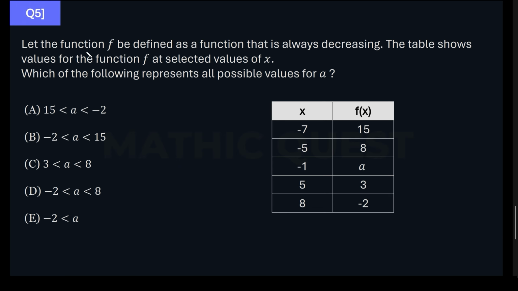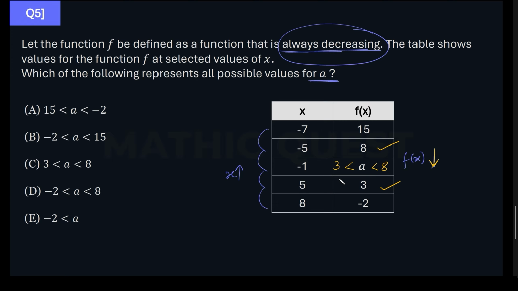Question 5. Let the function f be defined as a function that is always decreasing. The table shows values for the function f at selected values of x. Which of the following represents all possible values for a? If we look at the table, here x values are increasing. And because the function is decreasing, the f of x values should decrease. Now to find the boundaries for a, we just need to look at its immediate neighbors in the table. Since the function is always decreasing, the value of a must be smaller than 8 and larger than 3. So that's option C.